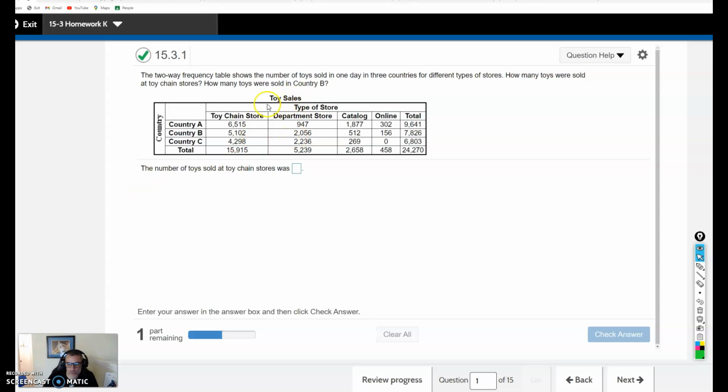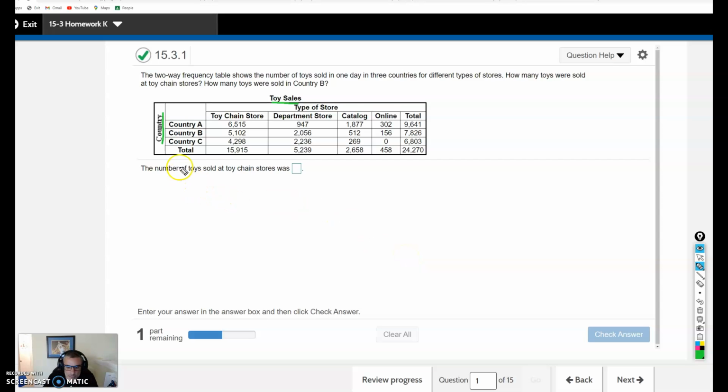So just looking at my table here, we have toy sales on the top. We have the countries on the bottom. And it looks like we have 1, 2, 3, 4 different ways that you can buy toys, right? From a toy store, from a department store like Macy's, from a catalog. This is kind of going back to the 70s and 80s when you would get catalogs in the mail and you could order toys from them, or online, right? And then there's 3 different countries, and from each of those countries you can buy in one of these 4 ways.